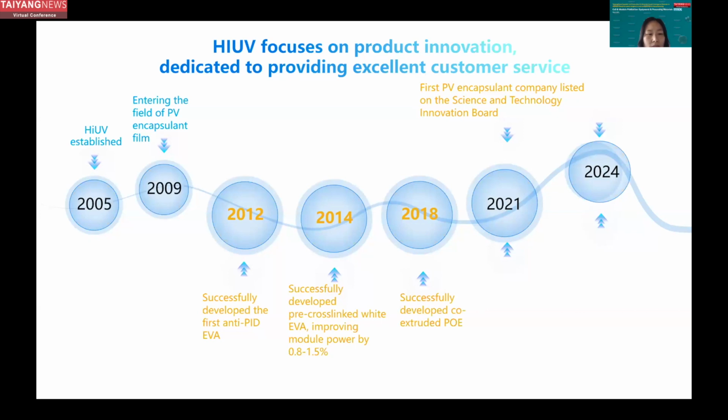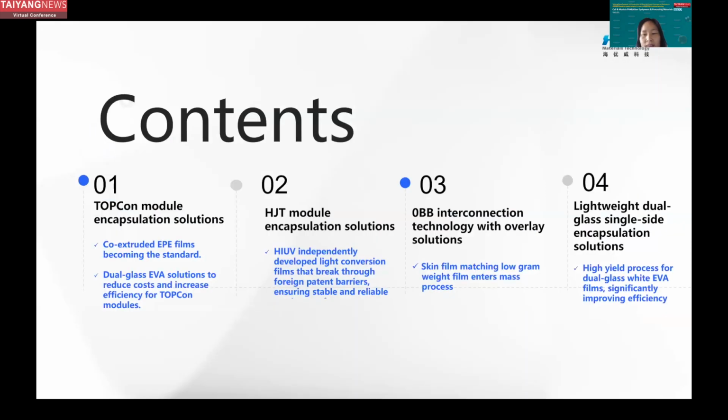2018, there was a big change in the industry, mainly in the cell type, which gradually changed from aluminum back surface field to P-PERC to TOPCon and the current heterojunction and BC types. We know that there is no one film that can fit all these kinds of cells, so we have made different encapsulation solutions. Today, we are mainly talking about 4 parts. The first one is TOPCon encapsulation solutions. Then heterojunction, OBB, and lightweight double glass single-sided encapsulation solutions.